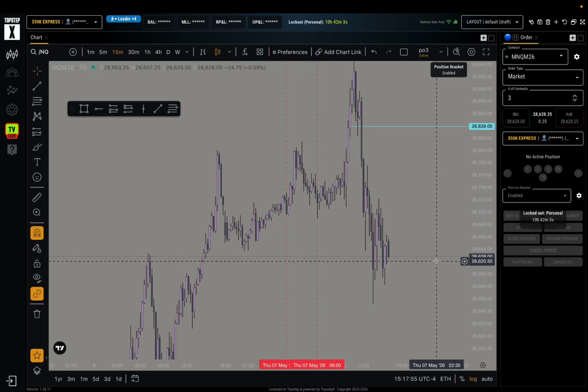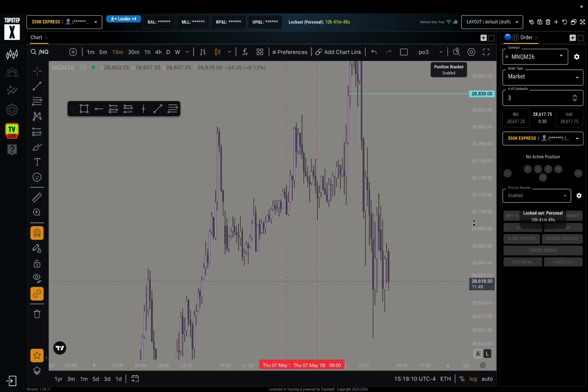Today, there were two trades which I took with my same PO3 model, one at the 2 a.m. candle and one that took place at the 6 a.m. candle. Yeah, let's get right into it. Let's start with the first trade.